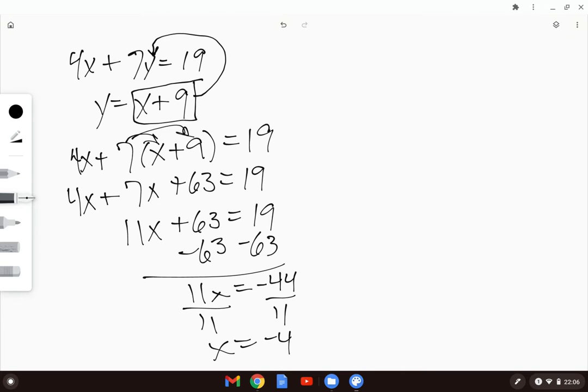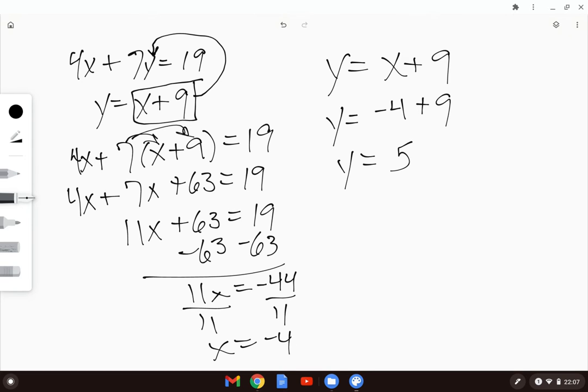Now the third step is to substitute your answer into one of the original equations and solve for the other variable. I already have an equation that defines the value of y, which is x plus 9. So I will simply take that equation, substitute the value of x into this equation, and I get y equals 5. So my ordered pair solution for this system of equations is negative 4, 5.